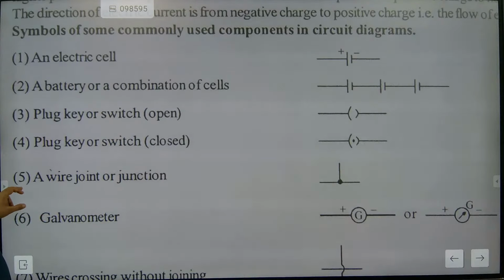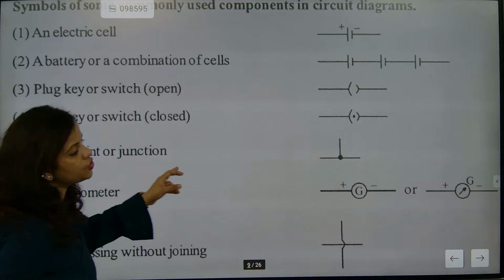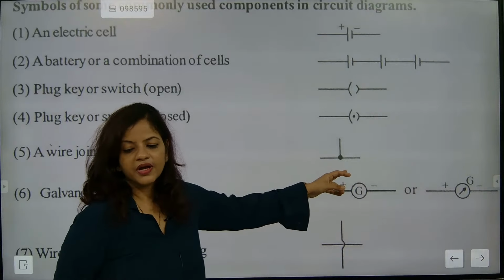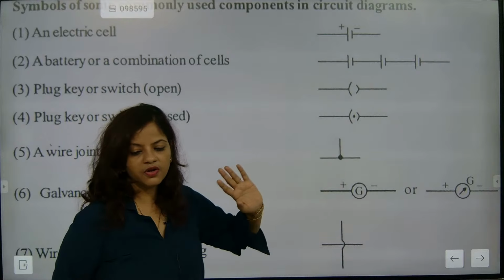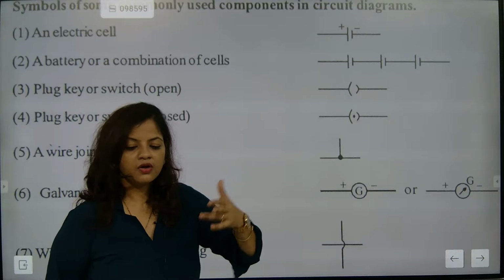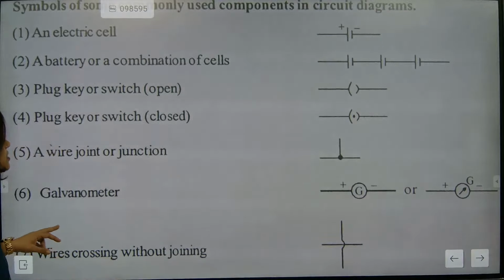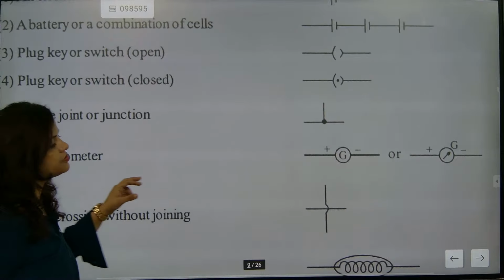So now look here. Junction means what? A wire joint or a junction will be connected. It will always be conducting. Crossover means it will not be connected. Crossovers will not be connected. Galvanometer is different. The galvanometer symbol is this one.